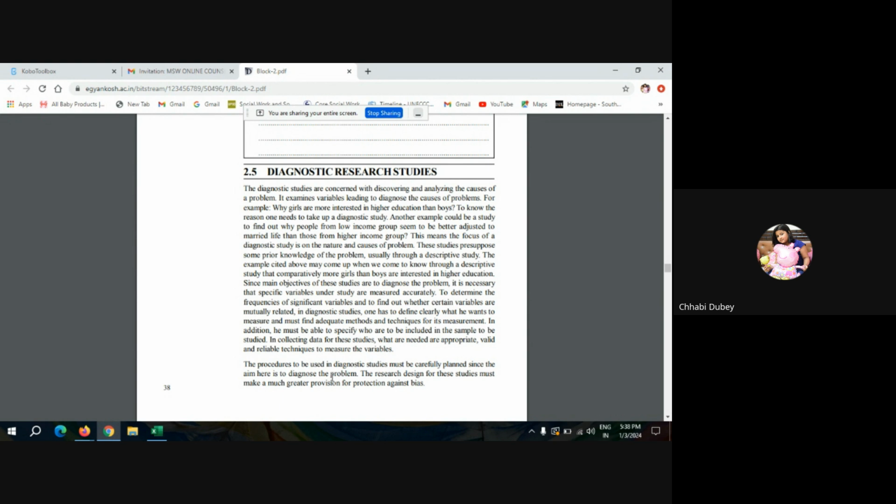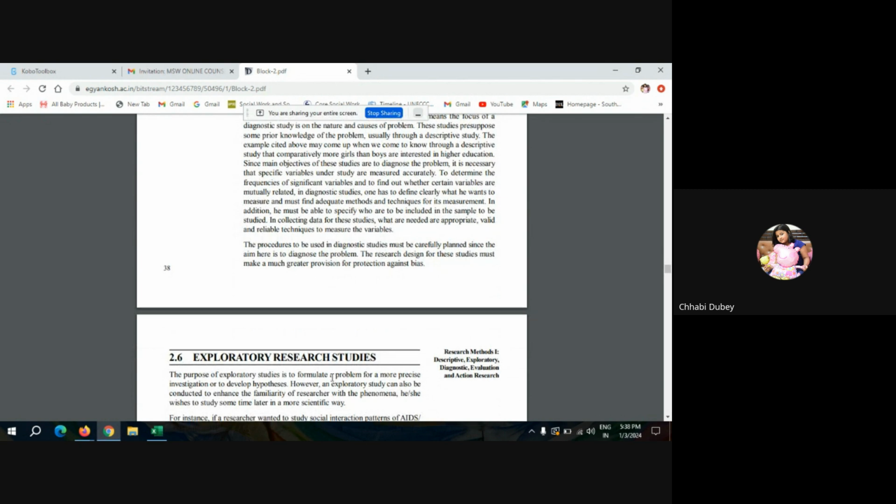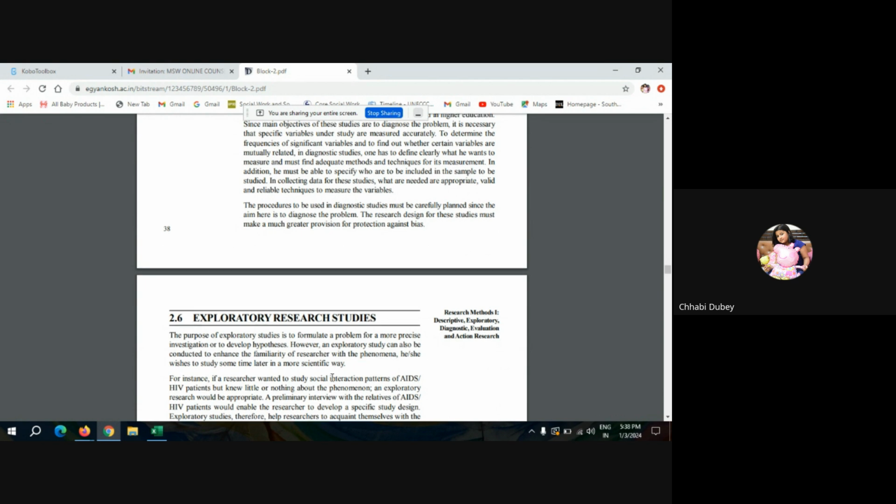In collecting data for these studies, appropriate, valid and reliable techniques are needed to measure the variables. In a nutshell, diagnostic studies must be very carefully planned, since the aim is to diagnose the problem. Unless the studies are carefully planned, diagnosis cannot happen. That is why the design for these studies must make much greater provision for protection against bias. Our research design must be free from any kind of bias.